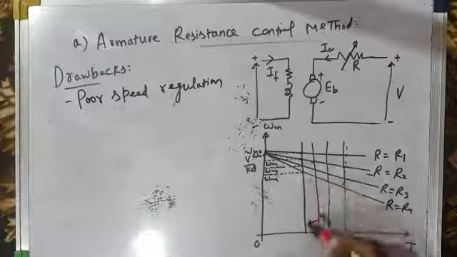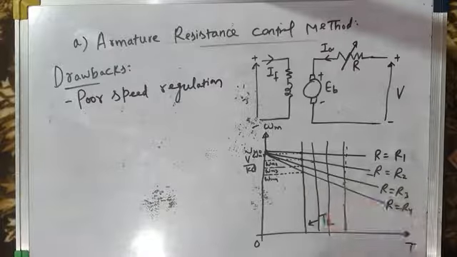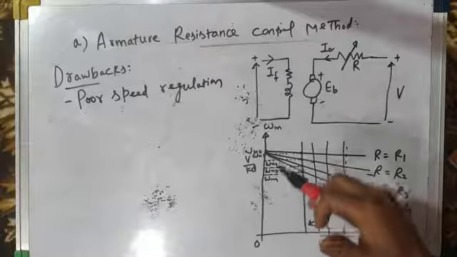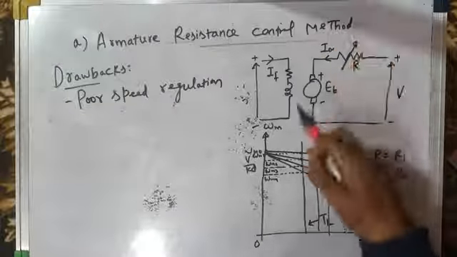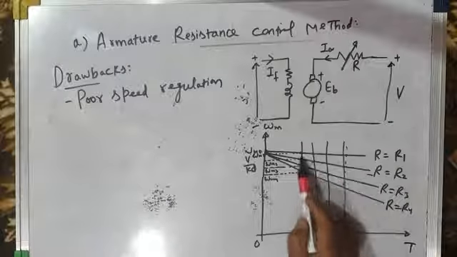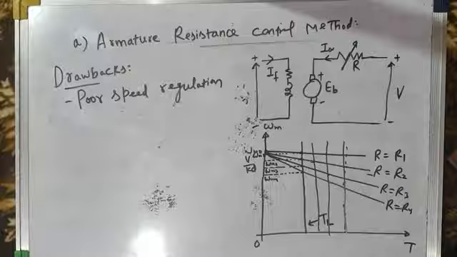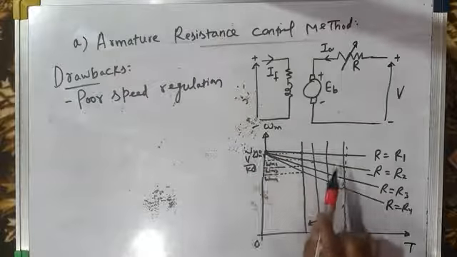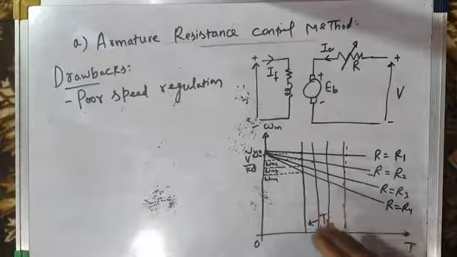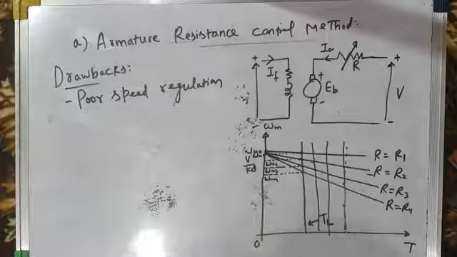No doubt you may control the speed by varying the armature resistance. By increasing the armature resistance, you may drop the speed. But as the load on the motor increases, the speed automatically, without changing the armature resistance, will keep on decreasing. As you can see, speed keeps on decreasing when you increase the load on the motor. And that means as you go from no load to full load, there is a significant drop in the speed. So the motor has poor speed regulation.